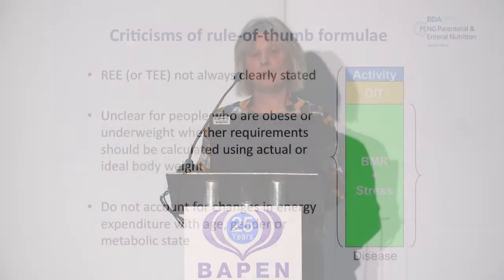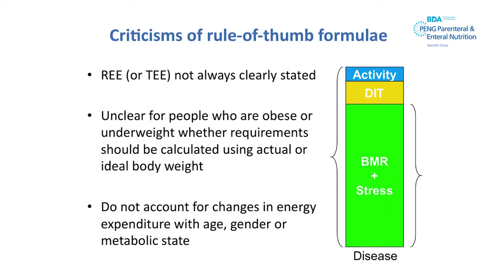The other criticisms are that when you look at a rule of thumb formula, you need to know whether it applies to resting energy expenditure or total energy expenditure. I would assume that at 20 calories per kilogram body weight, it should be resting energy expenditure. At 35, it might be total, but you need to look at the original data to find out. It's also very unclear, and the debate is still out, as to whether, if you're using these types of formulae in people who are obese or very thin, requirements should be calculated using their actual or ideal body weight, or an adjustment like 25% or 50%. And I think the debate is still out on that.